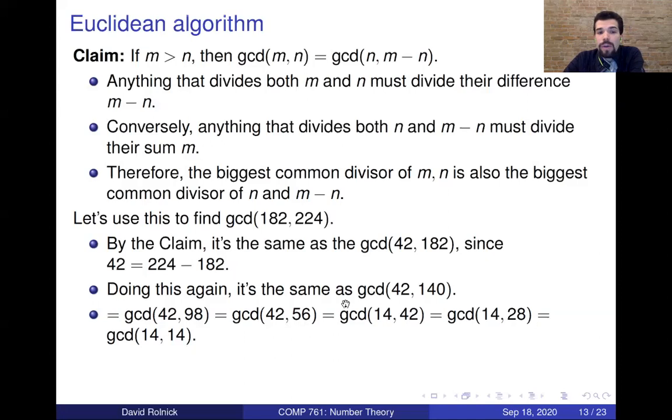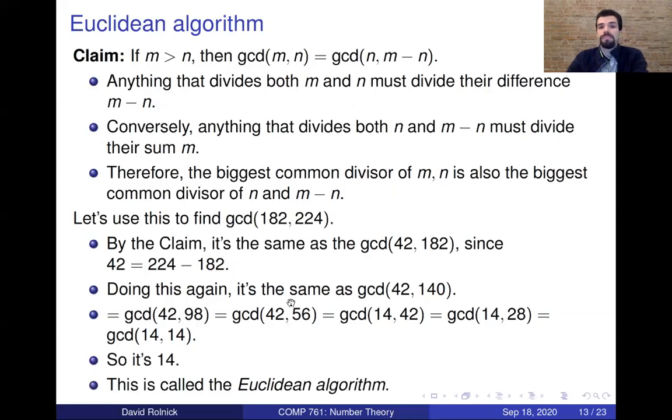So what happens now? Well, you have the GCD of 14 and 14. But the greatest common divisor of 14 and 14 is clearly 14. So that was the GCD of the two original numbers. So this is called the Euclidean algorithm. And this is basically a proof of it. It's one way to find the GCD of two numbers without doing a prime factorization.